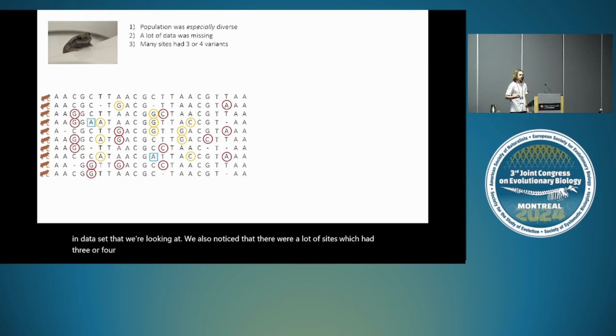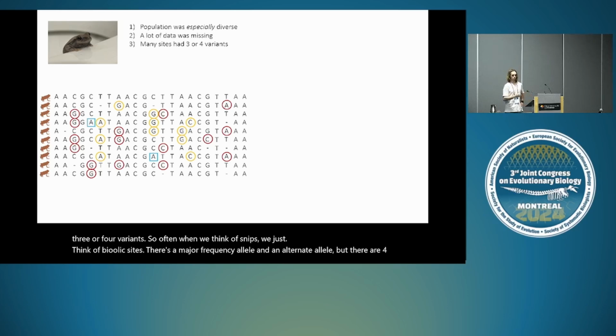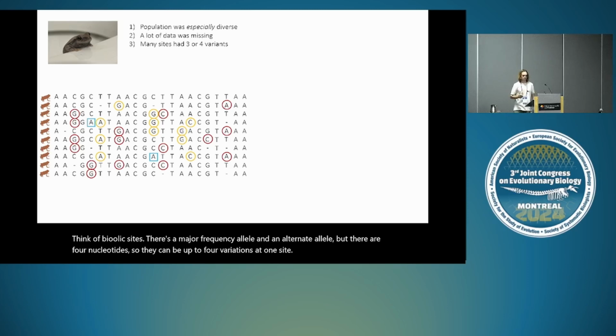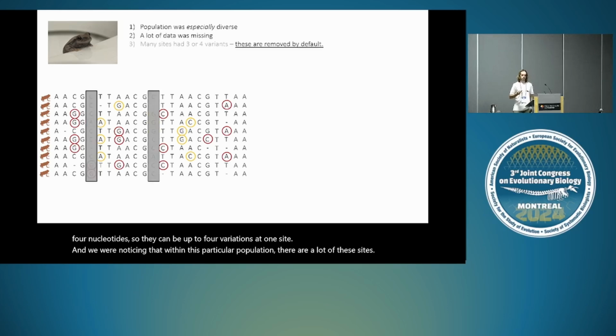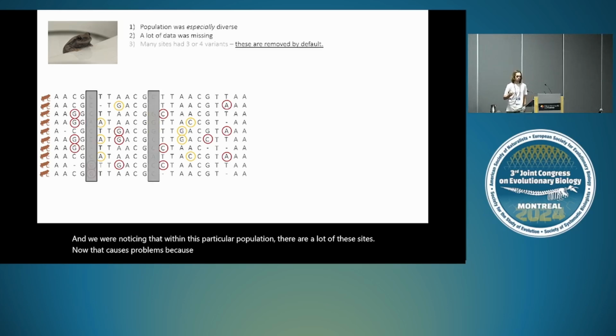Often when we think of SNPs, we just think of biallelic sites: a major frequency allele and an alternate allele. But there are 4 nucleotides, so there can be up to 4 variations at one site. We were noticing that within this particular population, there are a lot of these sites. That causes problems because usually when we calculate population genetic statistics using programs like XACS, these 3 and 4 allele sites are just taken out of the equation, which is removing some variation.